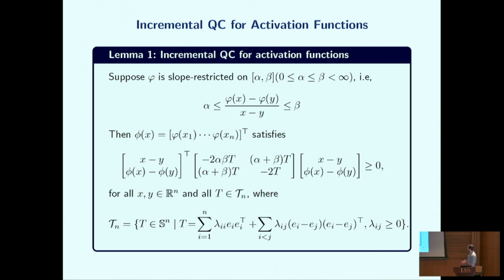So how do we construct the incremental quadratic constraints for activation functions? We use the slope restriction property of activation functions. All commonly used activation functions in neural networks satisfy this slope restriction condition characterized by these two constants, alpha and beta. Using this local property of activation functions, we can build incremental quadratic constraints for concatenation of the activation functions throughout the entire network. And this family of matrices is given by this lemma that we have provided here.